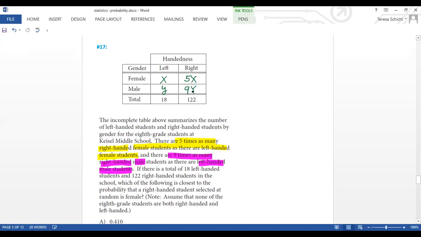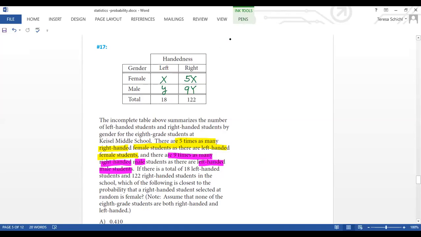Now, did you see? In here, in total I have 18 left-handed and 122 right-handed. So what do they want to see? What is the probability that a right-handed student selected at random is a female? First, we need to solve it.